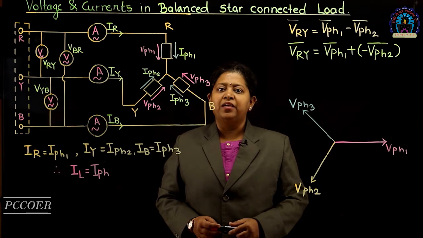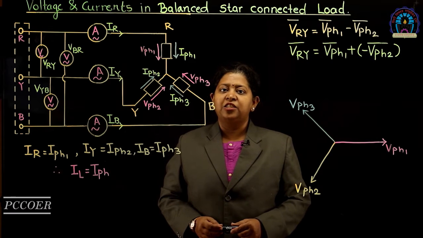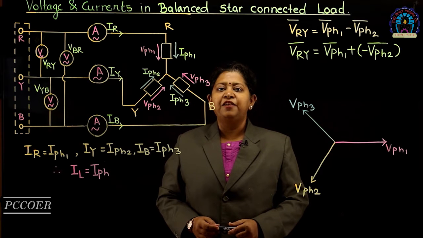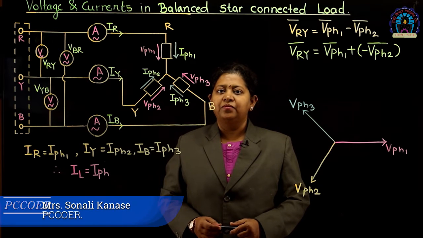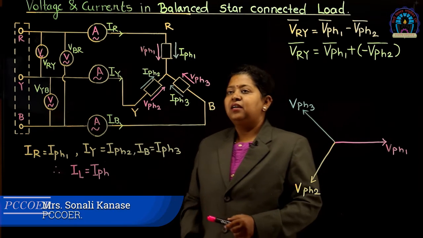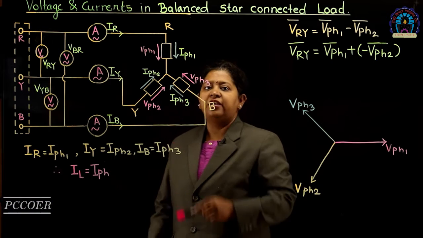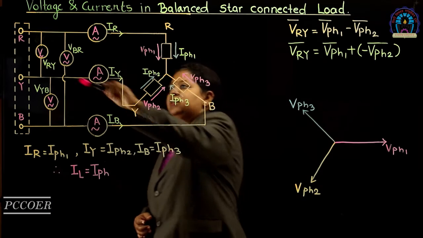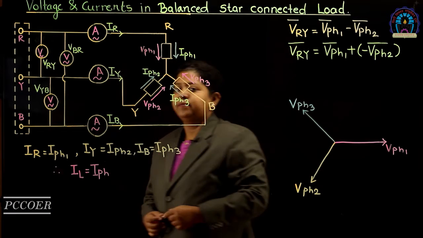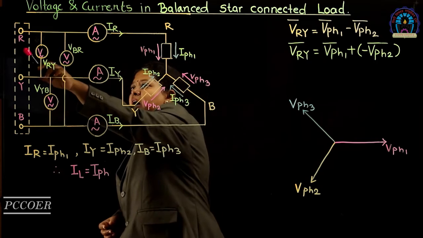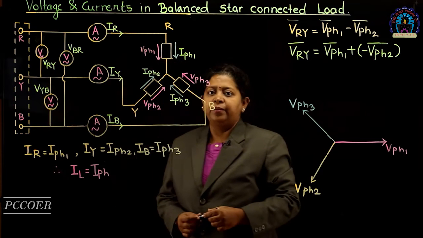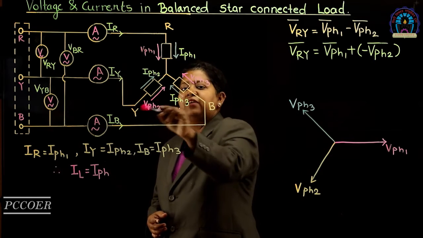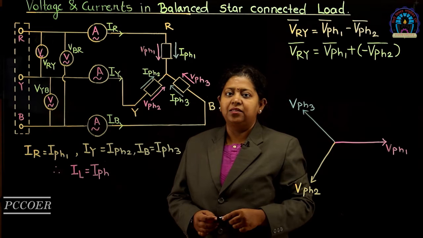In this video, I am going to explain the voltage and current relationships in a balanced three-phase star-connected load. For this, let us consider a balanced three-phase star-connected load which is supplied with a balanced three-phase supply. Here, R, Y, B are the supply terminals and these R, Y, B are the load terminals.